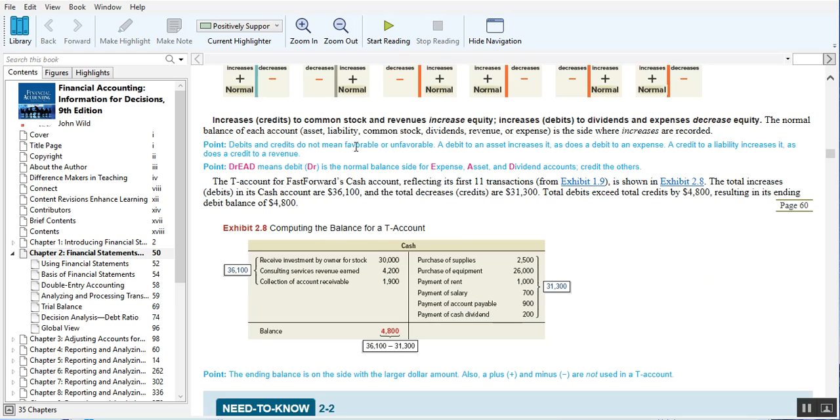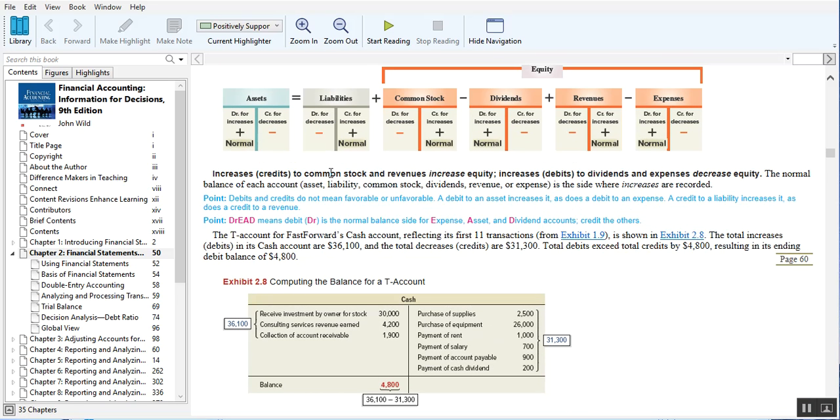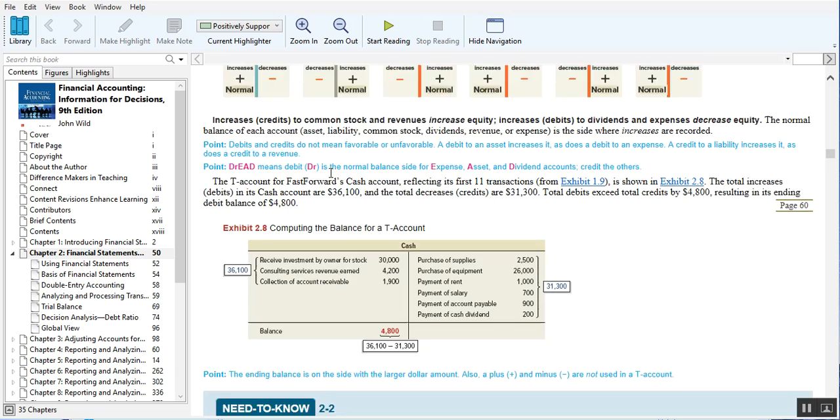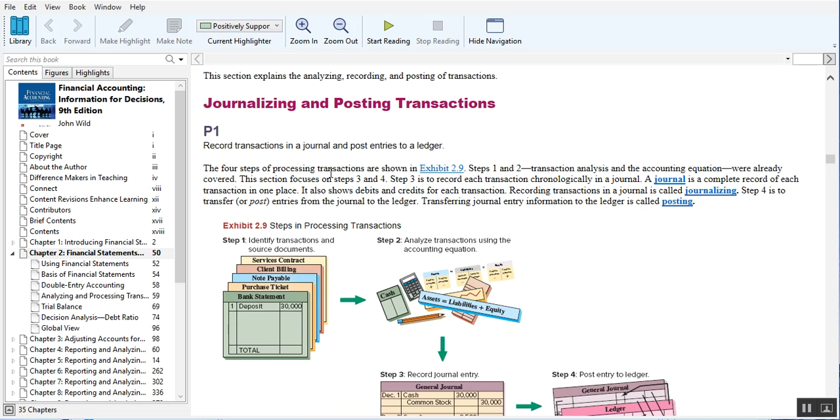So this model here, you can think about DR as EAD, which is the normal balance side for expenses, assets, and dividends. So you can't spell the word dread. On the other side, the credit balance will be equity, revenue, and liabilities. So think about those things in that way, or think about how you would organize that.